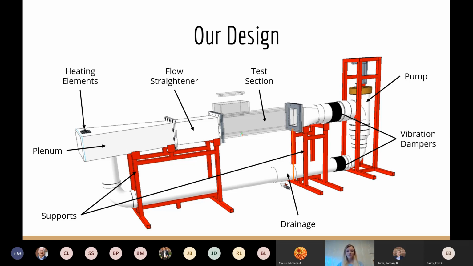In order to give you a better idea of the size of the flume, it is a little over 11 feet long and around 3 feet tall, with the water flowing through it clockwise. In this model, the support system is pictured in red. Its job is to hold up the weight of the flume as well as keep it from tipping. There are also 2 sections of pipe shown in black. They indicate where the vibration dampers are located.